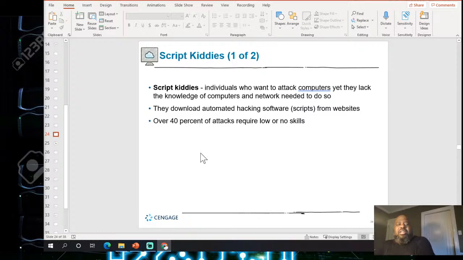Like we talked about earlier, script kiddie. Individuals want to attack a computer, yet they lack the knowledge of computers and networks to do so. They download automated hacking software scripts from websites. Over 40% of attacks require low or no skill. That's the scary part right there, right? Over 40% of attacks require low or no skills.